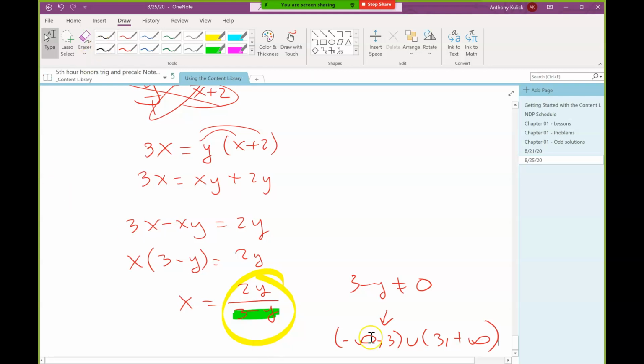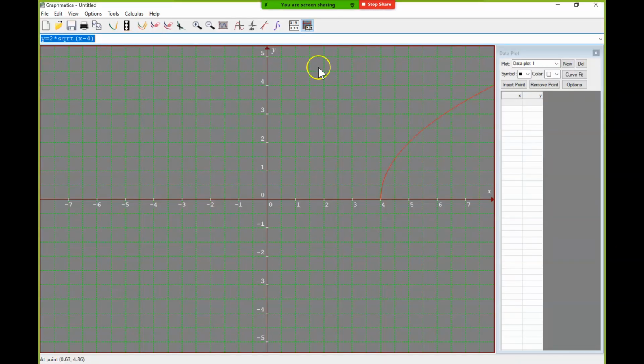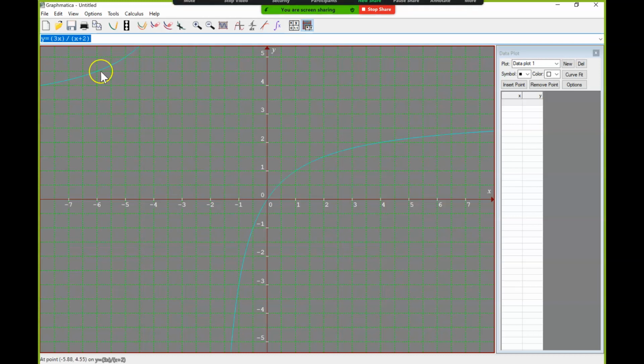Or we could always look at the graph. So if I just did y equals 3x divided by x plus 2, and probably zoom out a little bit.